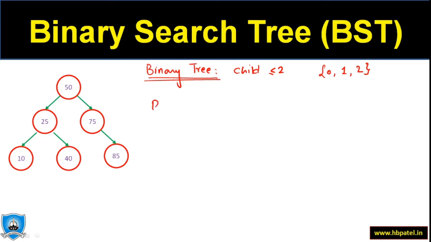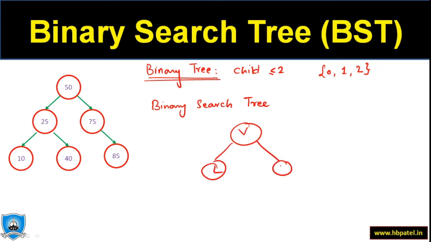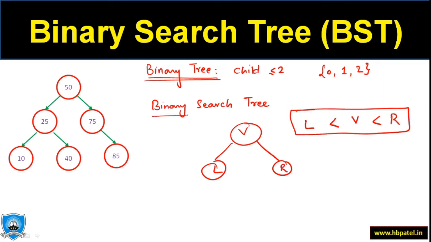In case of a binary search tree, there is one extra condition. If we consider this as a vertex, this as a left and this as a right subtree, then the value of the left subtree should be less than the value of the vertex, and the value of the vertex should be less than the value of the right subtree. So this is an extra condition for a binary search tree. So now there will be two conditions.